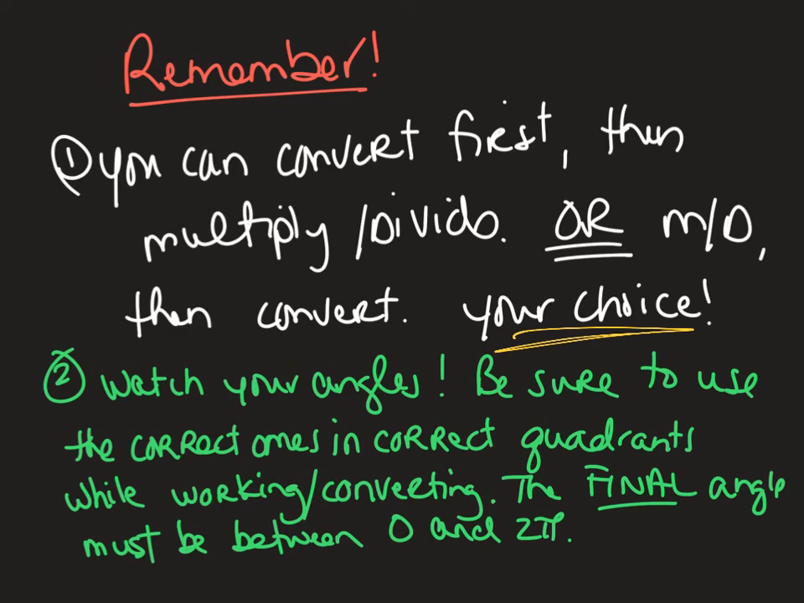And when you are converting, if you're doing the whole convert first, watch your angles, please. Be sure to use the correct ones in the correct quadrants, like I did with the example where I said, okay, let's use negative pi over 6, but then make sure that your final, when you do theta 1 plus theta 2 or theta 1 minus theta 2, has got to be between 0 and 2 pi.